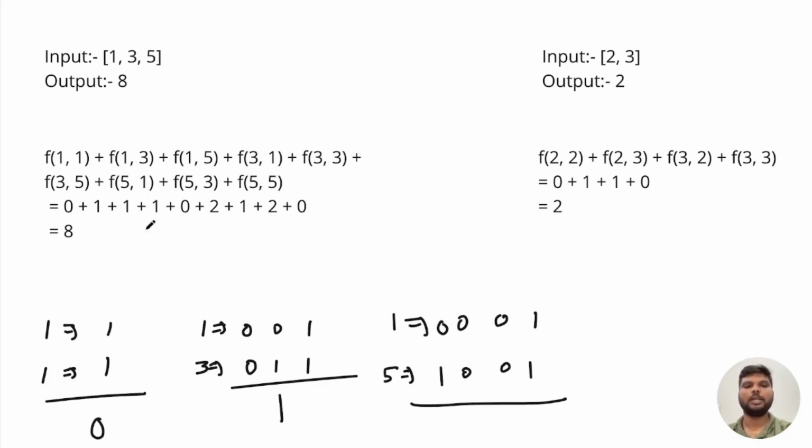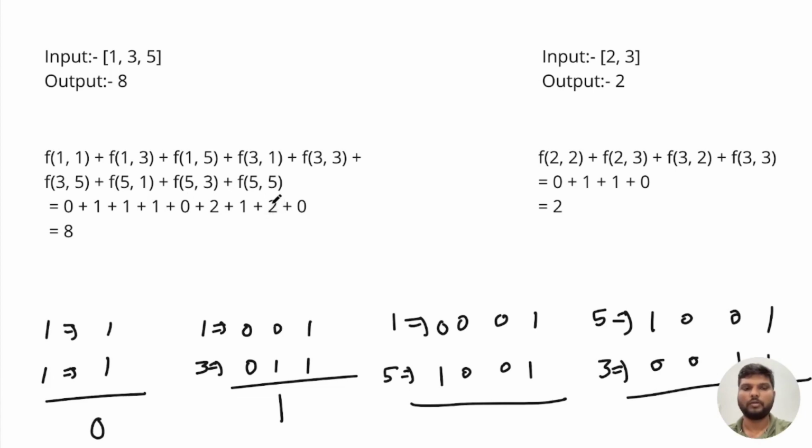Now let's look at an interesting example. Let's consider 5 and 3. 5 will have a bit representation of 1 0 1, and 3 will have a bit representation of 0 1 1. Now let's count the number of bit differences. These two numbers are matching, so there is no bit difference. This is not matching, so we got the first bit difference. These two are matching and these two are not matching, so we got the second bit difference. So f(5, 3), the bit difference between 5 and 3, will be 2, and that's what we have written here.